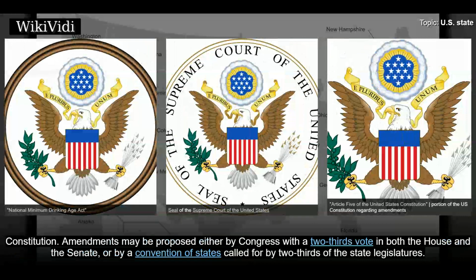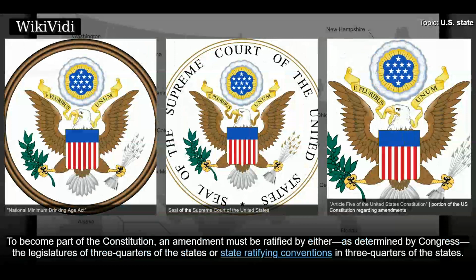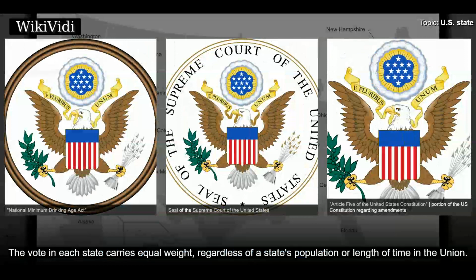Article V of the Constitution accords states a key role in the process of amending the U.S. Constitution. Amendments may be proposed either by Congress with a two-thirds vote in both the House and the Senate, or by a convention of states called for by two-thirds of the state legislatures. To become part of the Constitution, an amendment must be ratified by either, as determined by Congress, the legislatures of 3/4 of the states, or state ratifying conventions in 3/4 of the states. The vote in each state carries equal weight, regardless of a state's population or length of time in the Union.